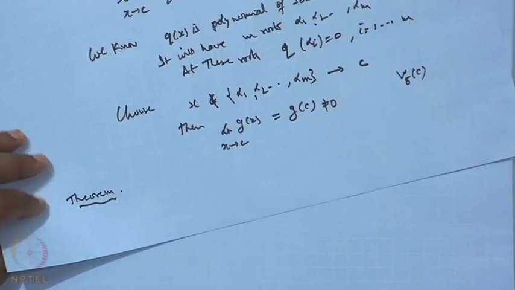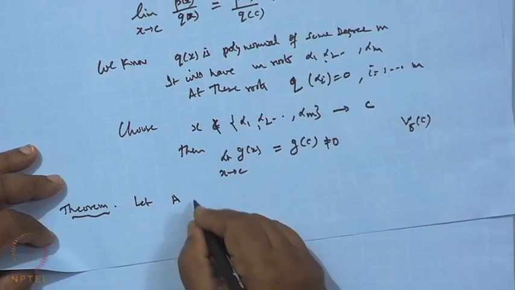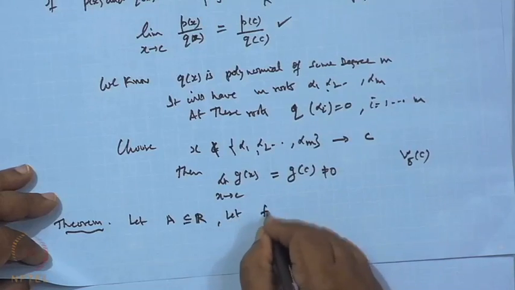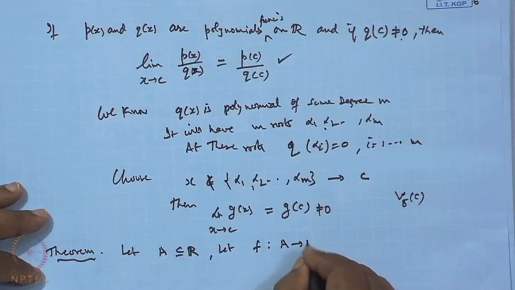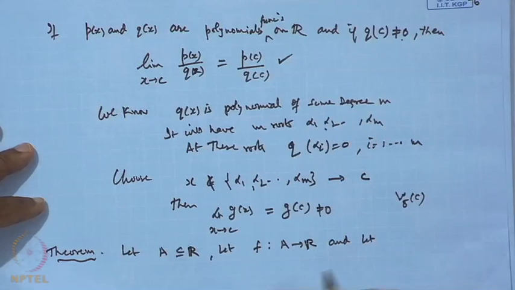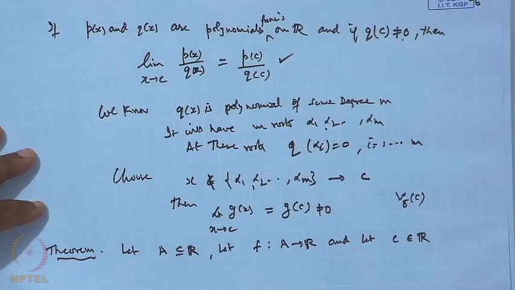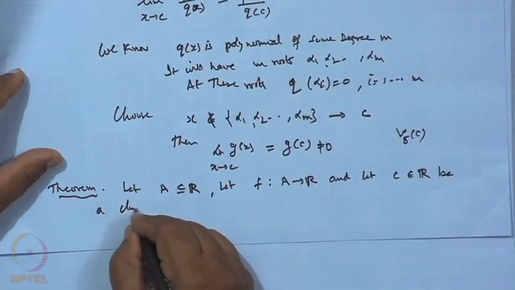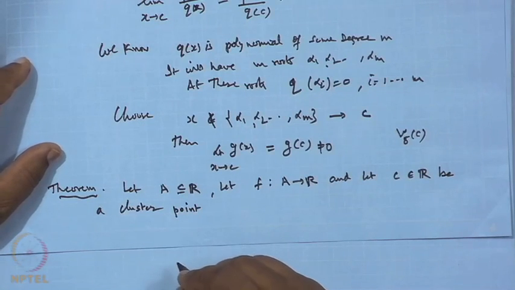Now, this result is also interesting. The result says: let A, which is a subset of R, and let f be a mapping from A to R, and let c belonging to R be a cluster point of A.